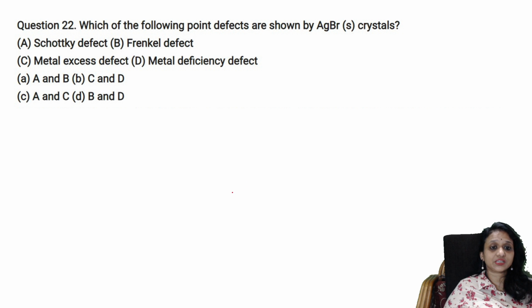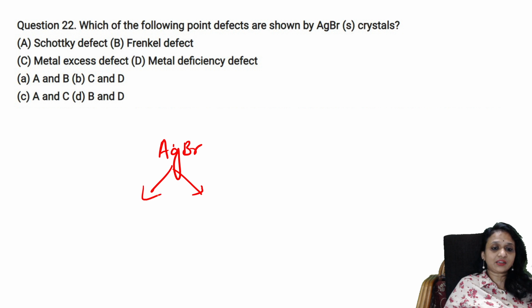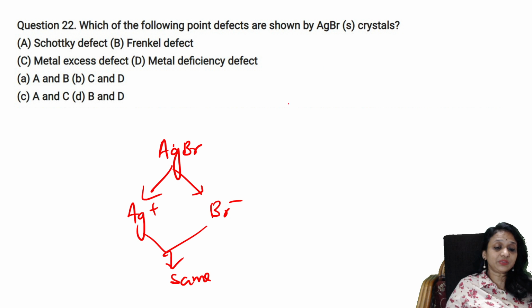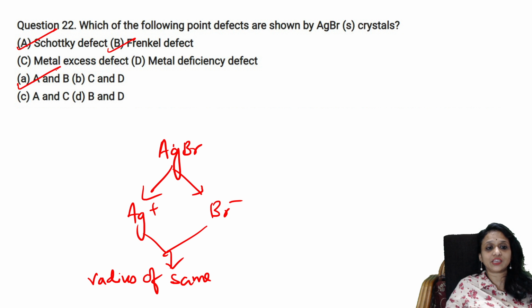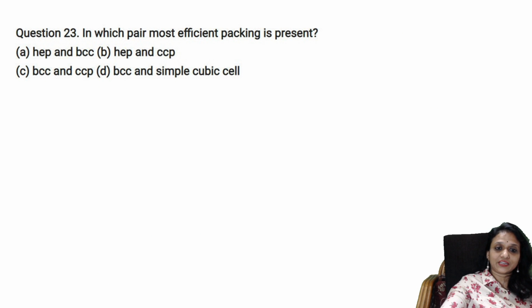Right. Remember students, AgBr. What is the speciality of this? In AgBr, the cations and anions are of nearly the same size, students. The radius ratio of the cation and anion is similar actually. That's why, what will they do? Radius of anion and cation are the same. So AgBr is a crystal which is going to show both Schottky defect and Frenkel defect. Which option is right? Option A is right. Clear? All right. Next question.